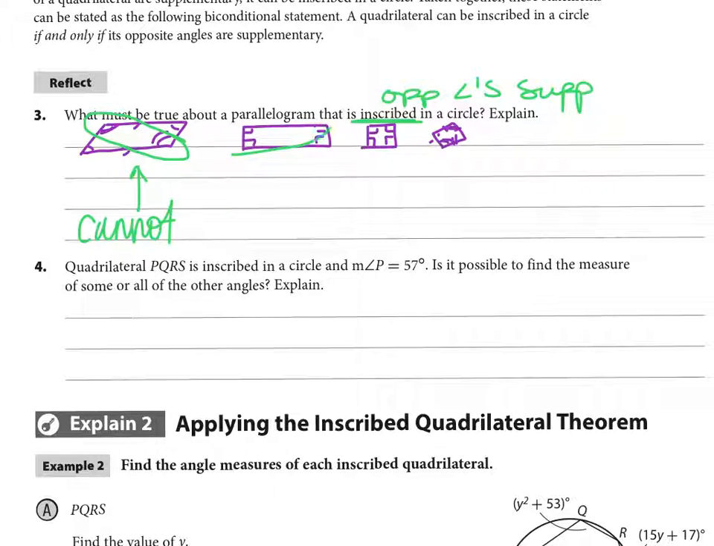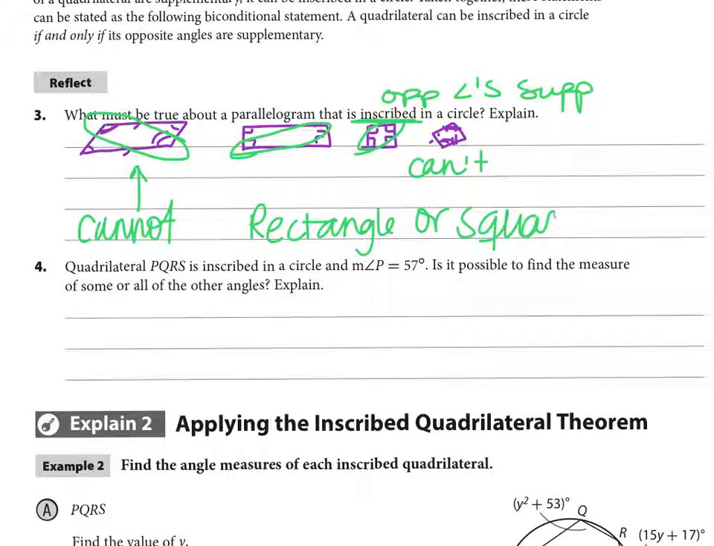A rectangle would work because 90 plus 90. So it could be a rectangle. It could also be a square. And for the same reason that it can't work for a basic parallelogram, it can't work for that. So what must be true? It must be that the inscribed quadrilateral parallelogram is either a rectangle or a square. Those are the only options because those are the only things that have opposite angles that are supplementary, because 90 plus 90 is 180.